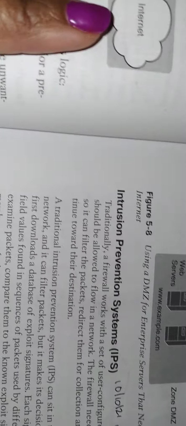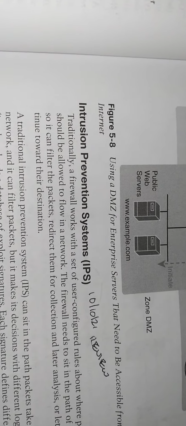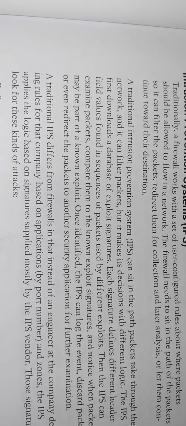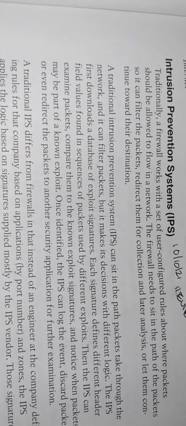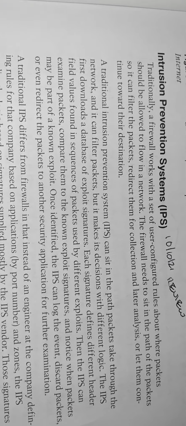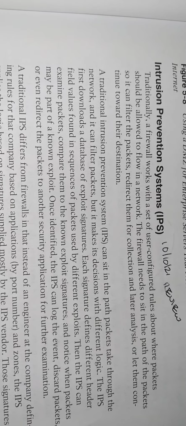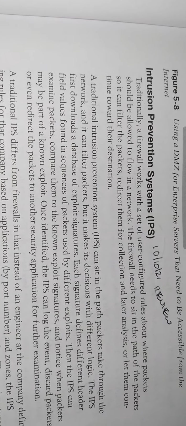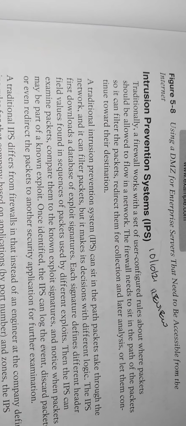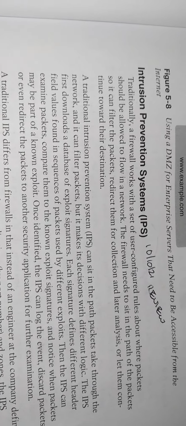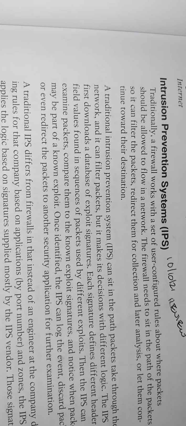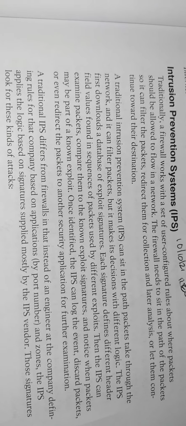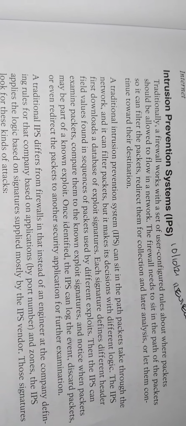Traditionally, a firewall works with a set of user-configured rules about where packets should be allowed to flow in a network. The firewall needs to sit in the path of the packets so it can filter the packets, redirect them for collection, and later analyze them or let them continue toward their destination. A traditional intrusion prevention system can sit in the path of packets through the network and can filter packets, but it makes its decisions with different logic.